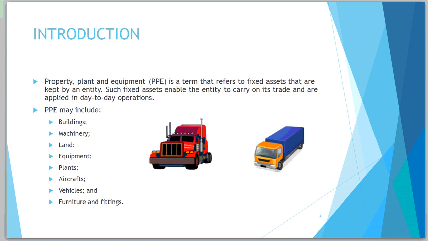As an introduction, property, plant and equipment is a term that refers to fixed assets that are kept by the entity, and these fixed assets enable the entity to carry on its trade in the day-to-day operations. According to IAS 16, PPE may include the following: buildings, machinery, land, equipment, plants, aircraft, vehicles and furniture and fittings.